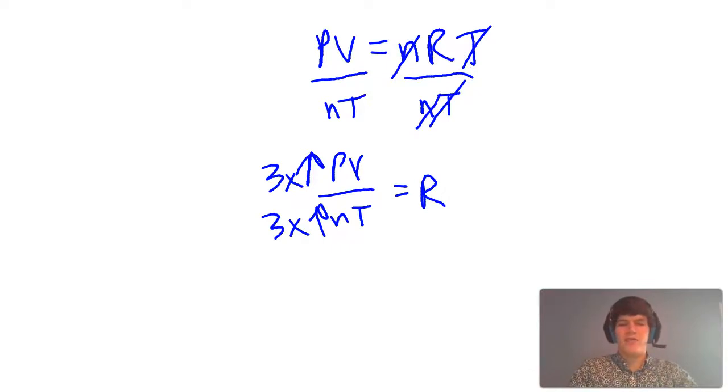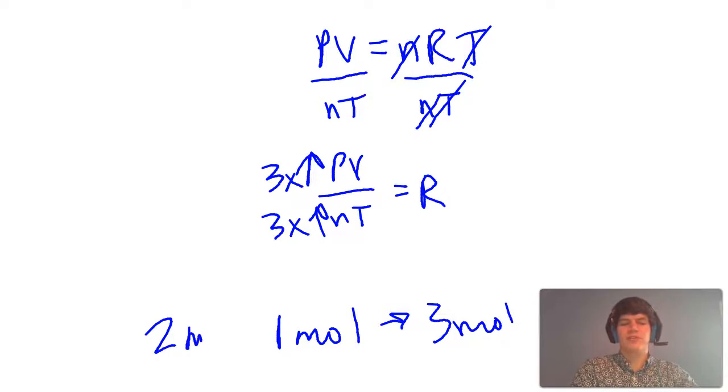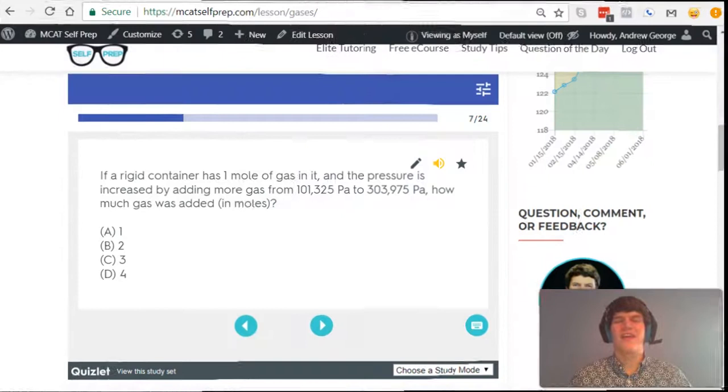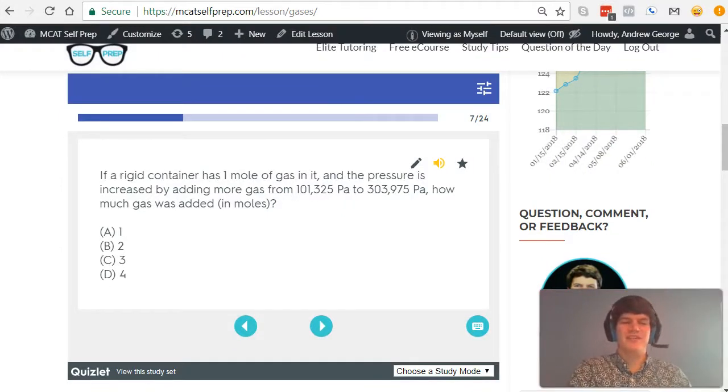And if I'm going to increase the number of moles from 1 mole to 3 moles, I'm going to need to add 2 moles of gas to get myself there. Therefore, the answer to this question is B. 2 moles of gas need to be added.